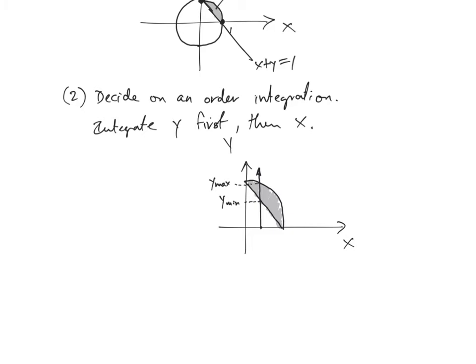So that means y min and y max are not going to be numbers. They're going to be a function of x. Depending on what x value I pick, I get a different y min and a different y max. Okay? So y min and y max are going to be functions of x. And I need the mathematical equations for these boundaries to tell me what those functions are, right?